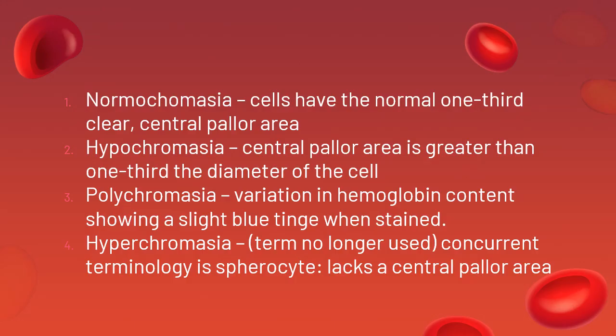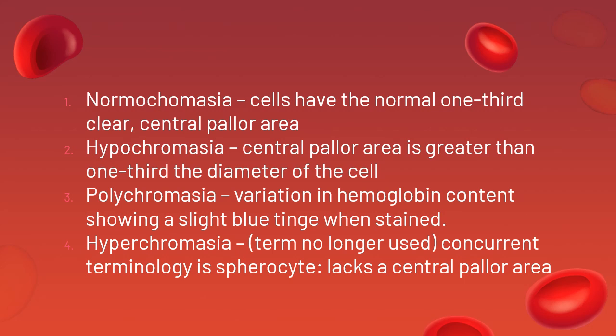So we have four in RBC color. They usually represent the amount of hemoglobin na meron yung isang RBC. Okay. So normochromasia is our term sa normal. It has one-third clear central pallor. Hypo naman kapag nakulangan, more than one-third yung clear central pallor mo. Polychromasia naman is if merong variation in hemoglobin content, okay, showing a slight blue tinge when stained. And then hyperchromasia naman is yung wala na siyang central pallor.